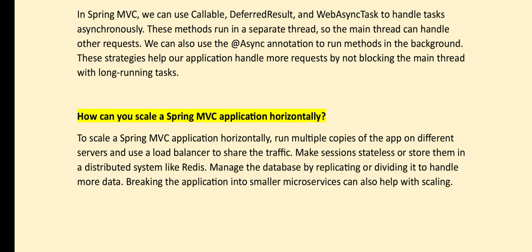How can you scale a Spring MVC application horizontally? To scale a Spring MVC application horizontally, run multiple copies of the app on different servers and use a load balancer to share the traffic. Make sessions stateless or store them in a distributed system like Redis. Manage the database by replicating or dividing it to handle more data. Breaking the application into smaller microservices can also help with scaling.